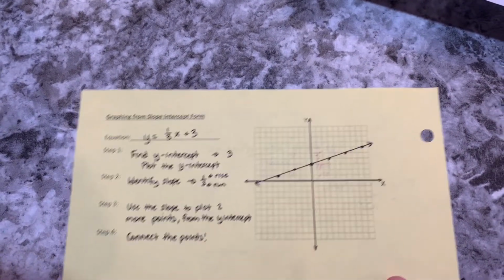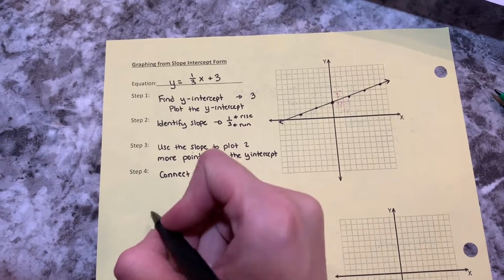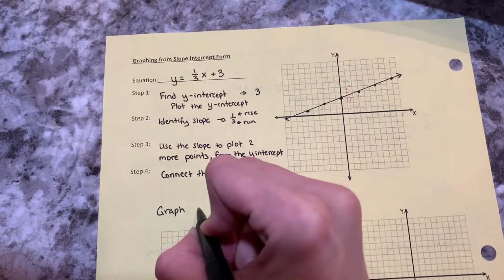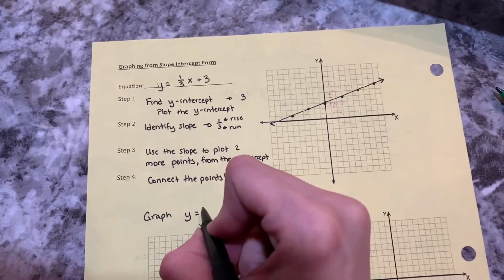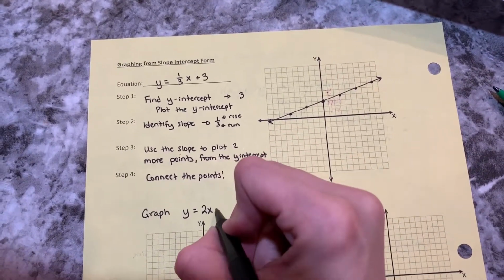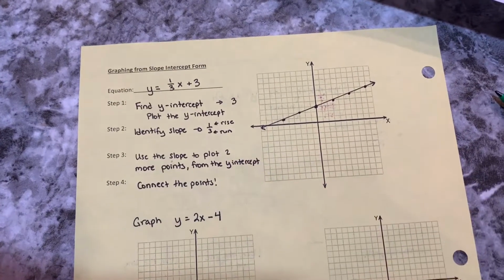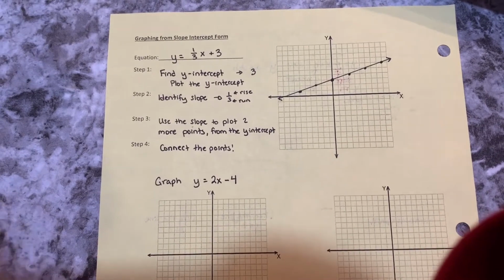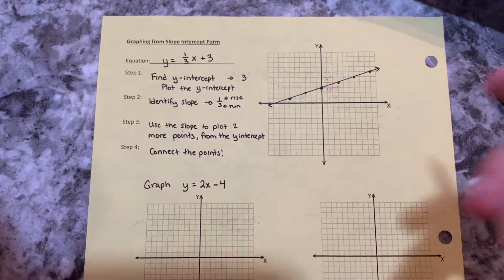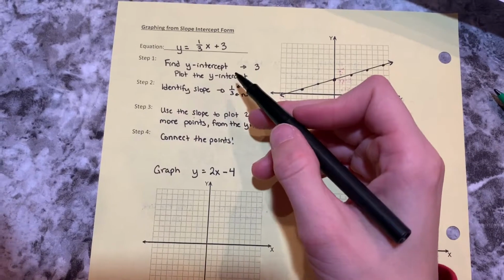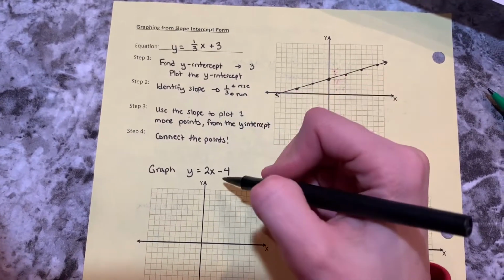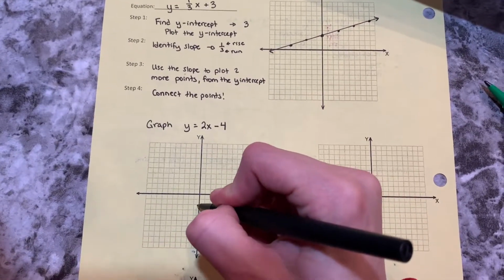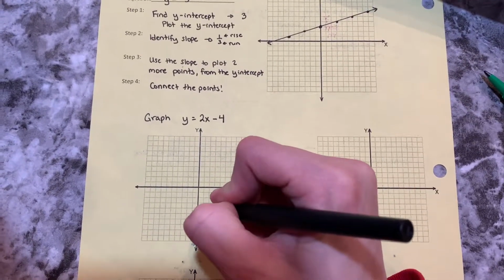Let's just do one last example right below here. Let's graph y equals 2x minus 4. So our first step to graph is to plot the y-intercept. Find the y-intercept and plot it. The y-intercept, the number at the end here, is -4. So on my y-axis, I'm going to go down to -4.